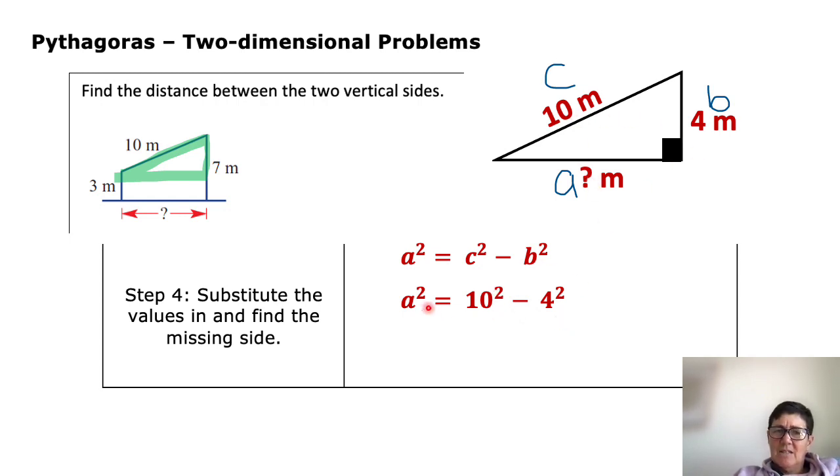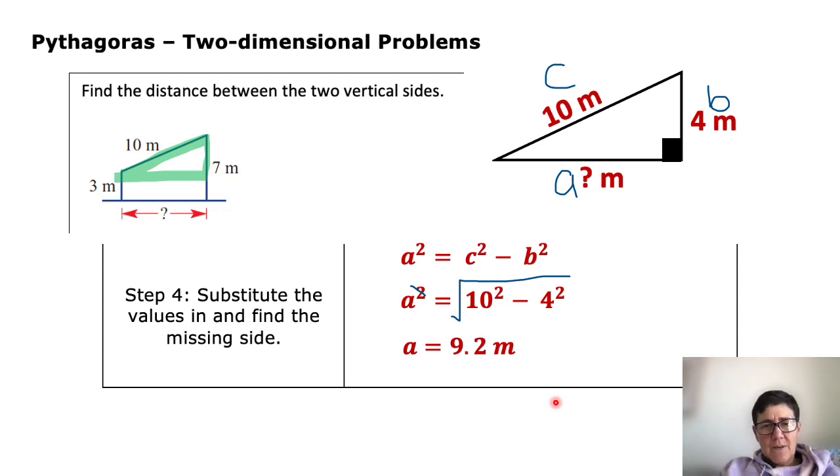Don't want A squared, don't want that little 2, cross it out, square root the other side, put it into your calculator. Now I didn't get 9.2 on my calculator, I got a crazy number that kept going, so I just rounded to 1 decimal place. All right, now we've finished, so you need to do some questions and we've finished this mini topic of Pythagoras.